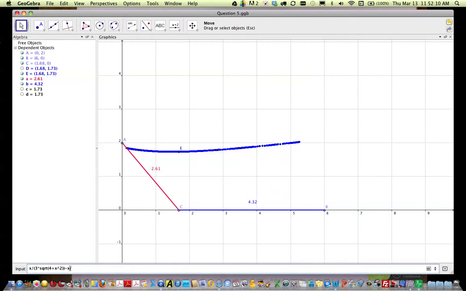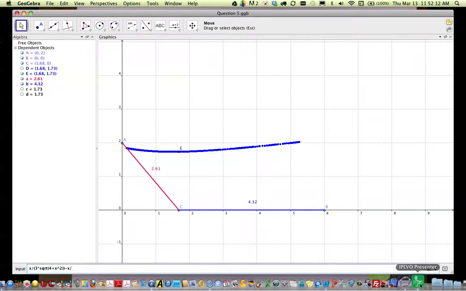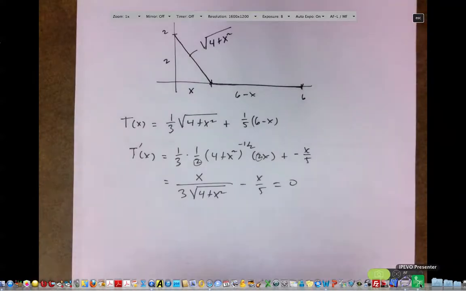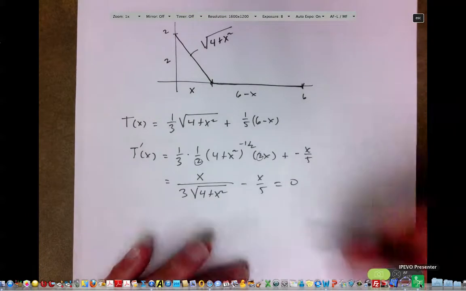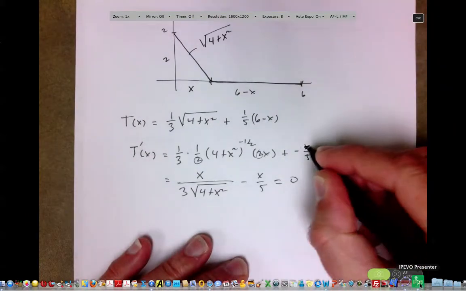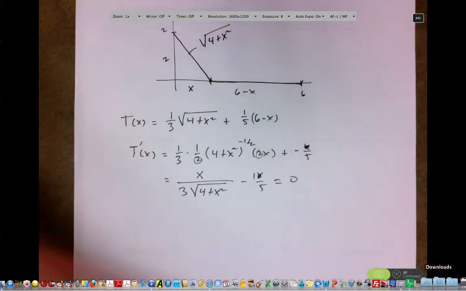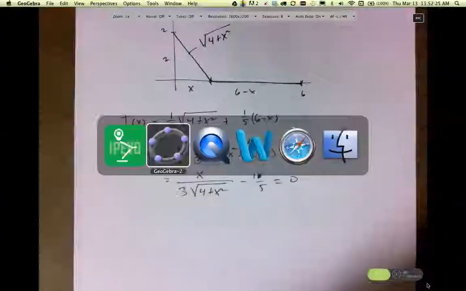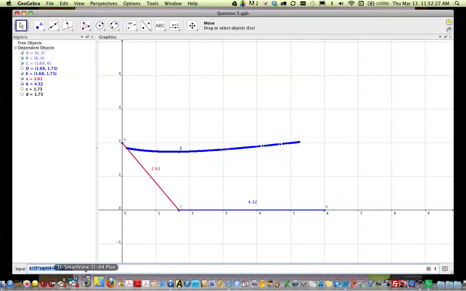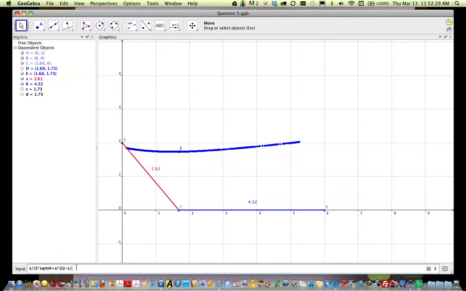Actually, that's not right. I need to go back here again. This shouldn't be x over 5. The derivative of that should be 1/5, so minus 1/5. So we'll go back to GeoGebra again, and we're going to subtract not x over 5, but 1/5. Remember, this is the derivative, not the function.